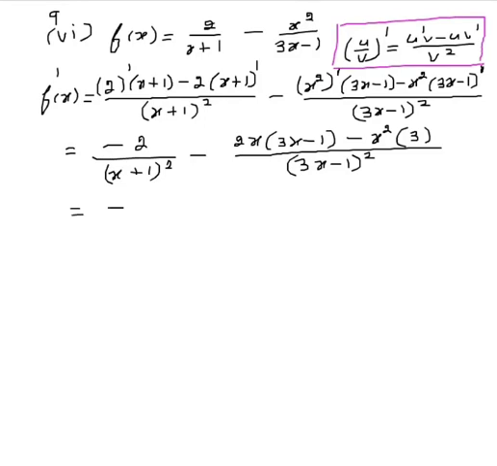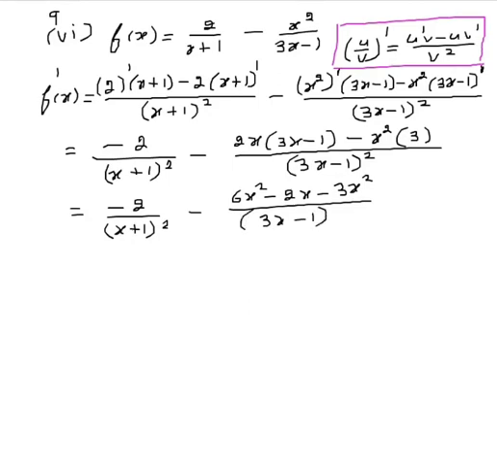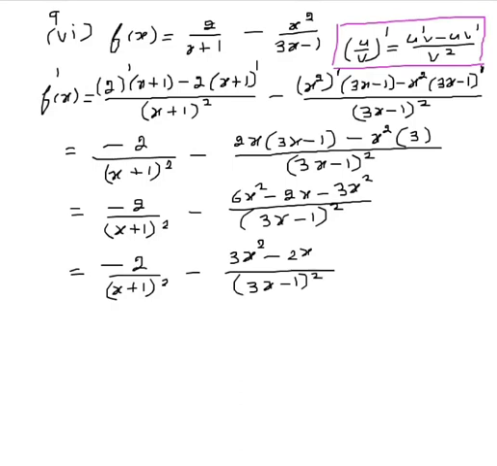Let us simplify the second term. Open the bracket, 6x squared minus 2x minus 3x squared over 3x minus 1 the whole square, minus 2 divided by x plus 1 the whole square. 6x squared minus 3x squared will become 3x squared and minus 2x divided by 3x minus 1 the whole square. 10th question we already did under the first principle method.